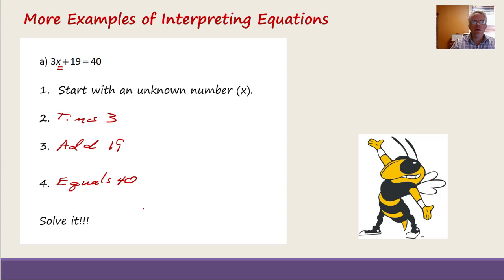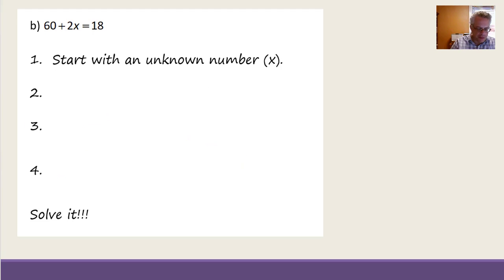All right, so we're going to start with 40, and we're going to work backwards. 40 minus 19 is 21. Okay, and then we're going to undo timesing by 3. So we're going to divide by 3. 21 divided by 3 is 7. And we're back where we started. So we solved it. X equals 7. That's the solution to this. 3 times 7 is 21, plus 19 does equal 40. It works. All right, let's try interpreting this one.